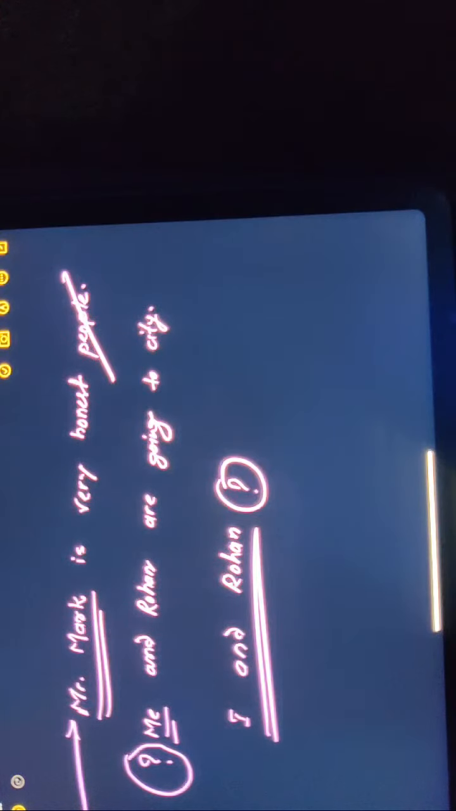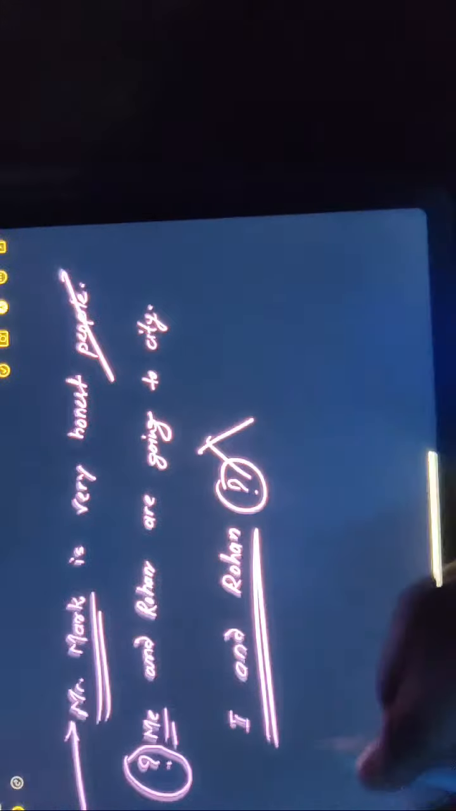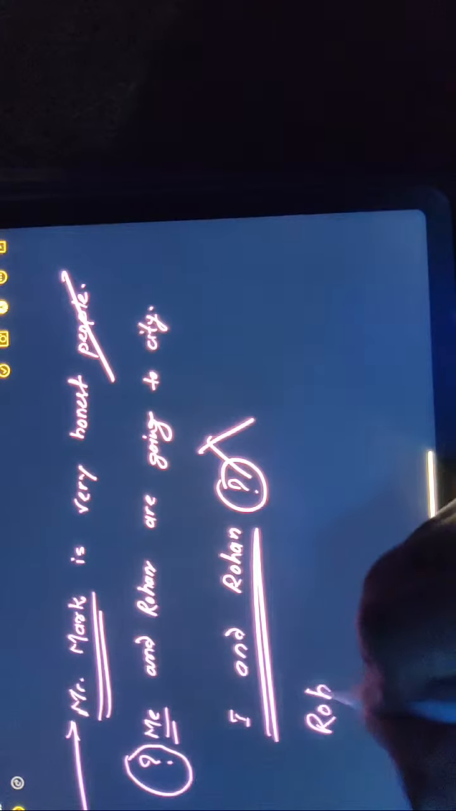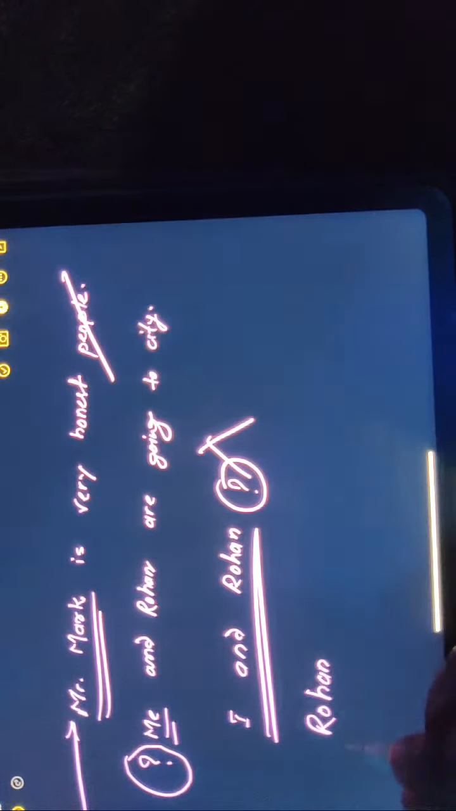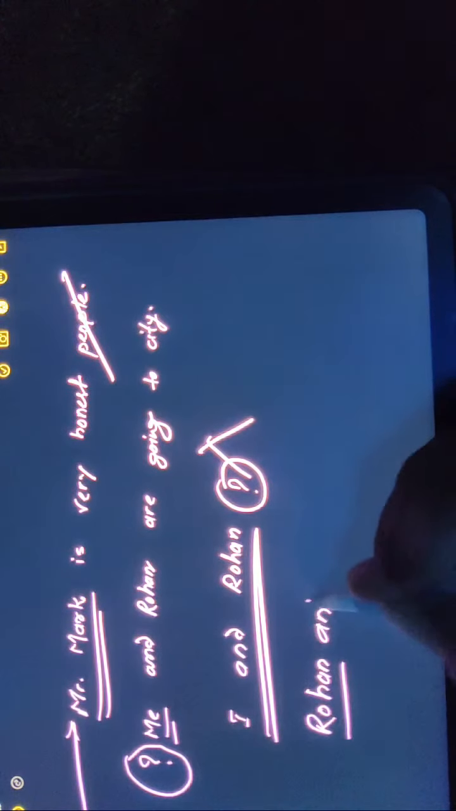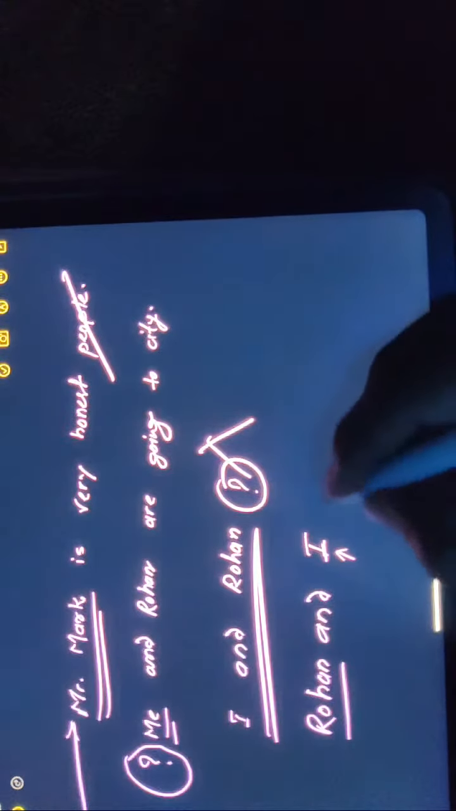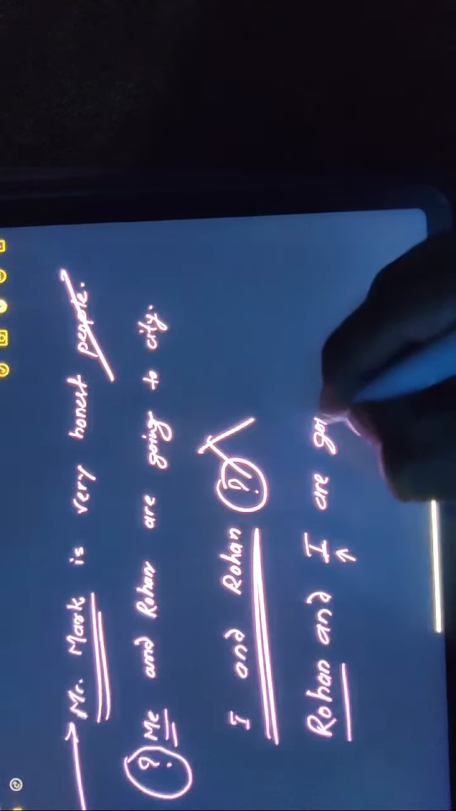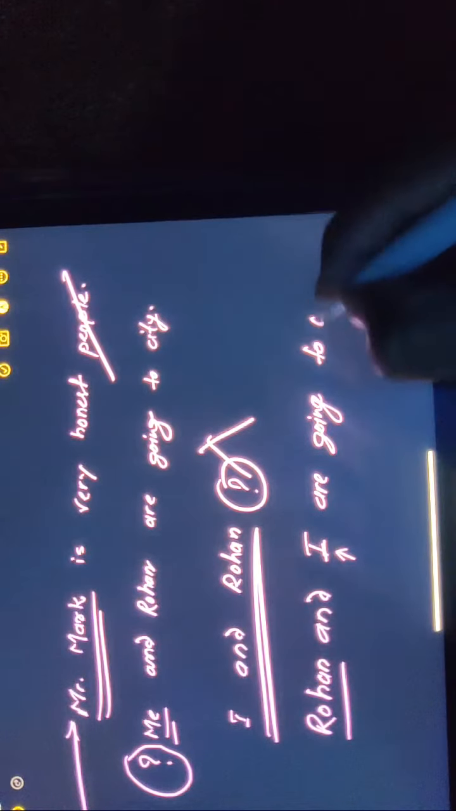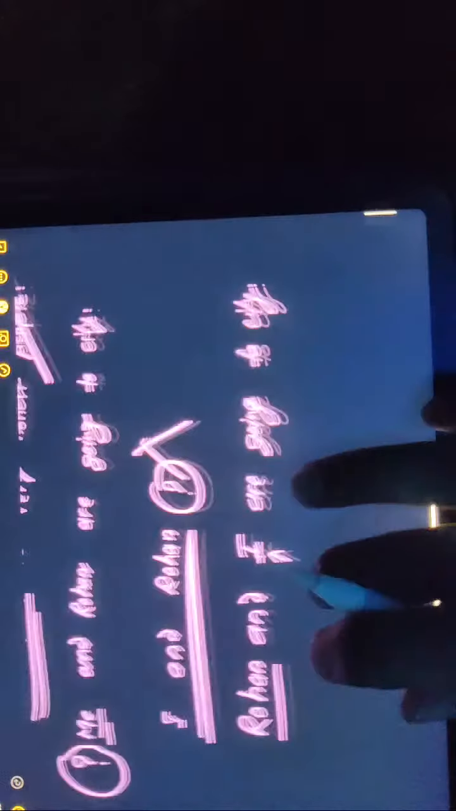It was about data. I sent it long time ago. All right, I got it very late. Rohan and I are going to city. Yes, maybe. Nope. It's incorrect. Yes, Suhail is right. Always you have to put yourself at last when you are speaking the sentence. So, Rohan and I, the first person will be at the end as a subject. Rohan and I are going to city. This is the correct one.